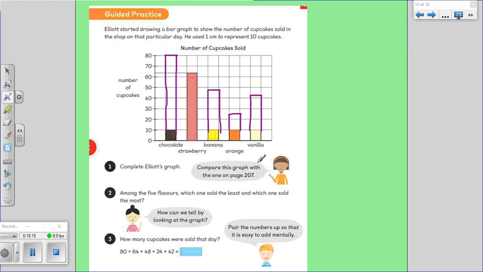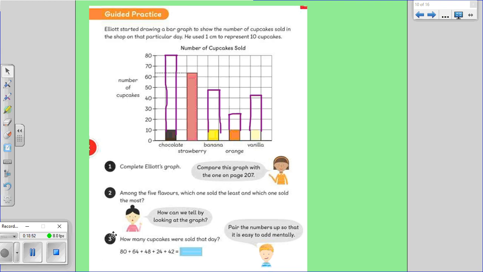Okay, so number 1 has been completed. Number 2, the question is, among the 5 flavours, which one sold the least and which one sold the most? So you can use your filled graph to work out which one sold the least and which one sold the most. And the bar graph is really good at that. And we can see clearly that orange sold the least with 24. And chocolate sold the most. Chocolate sold the most with 80.